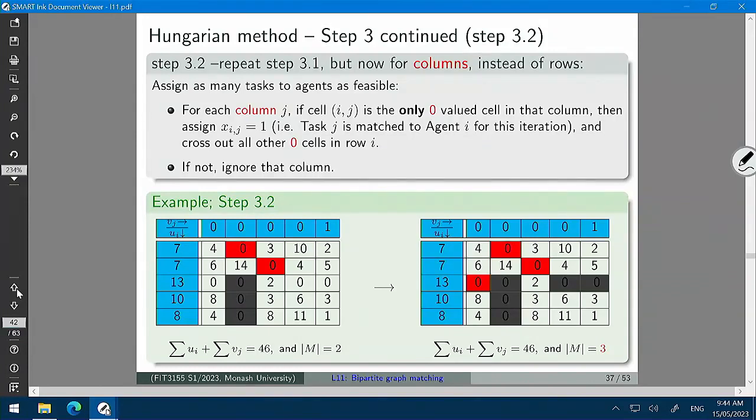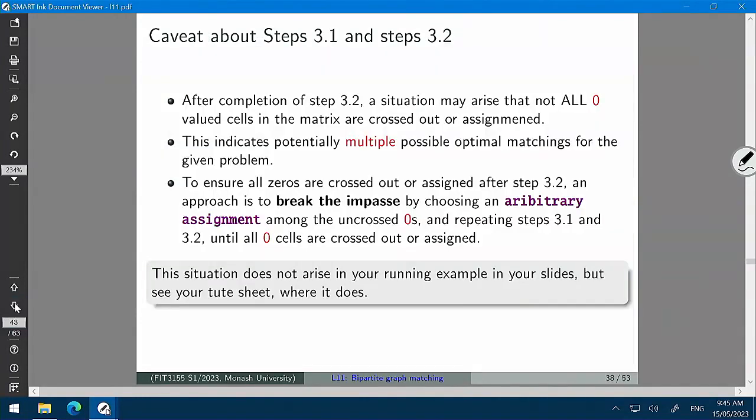The goal after step 1 and steps 3.1 and 3.2 is to make sure that all zeros are either assigned or scratched. So if there is an impasse, if you are still seeing some zeros that have not been assigned or scratched, you can choose any one of them, and then proceed to scratch out the others. So the idea is to come up with one solution of the many feasible solutions. Okay, so that's the only caveat. I'll just skip this slide and come back to it.